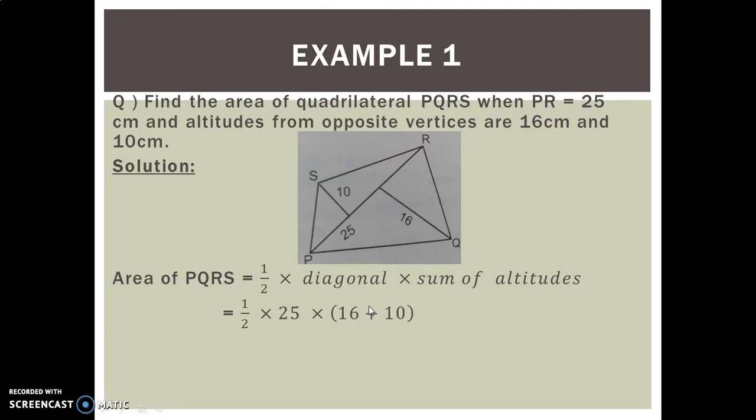Okay, so 16 plus 10 will give us 26. You can cancel this 2 and 26. I can say 2 ones are 2 and 2 13s are 26. You can cancel it and then you can multiply 25 with 13. When you multiply 25 with 13, you will get 325 centimeters square. Okay, so we have got the area of the quadrilateral PQRS, which is 325 centimeters square.